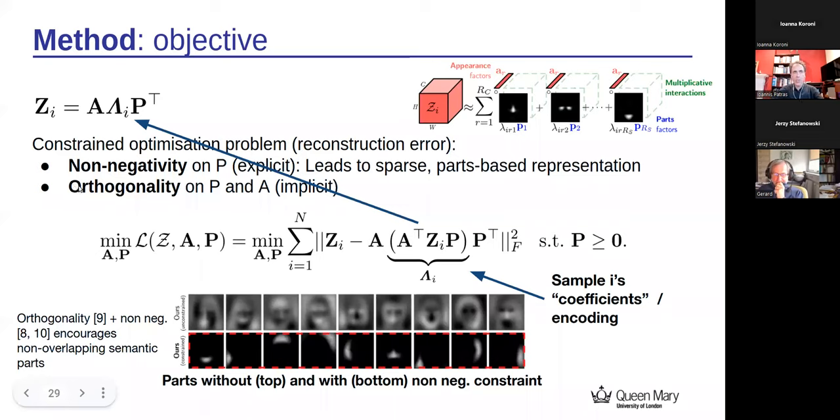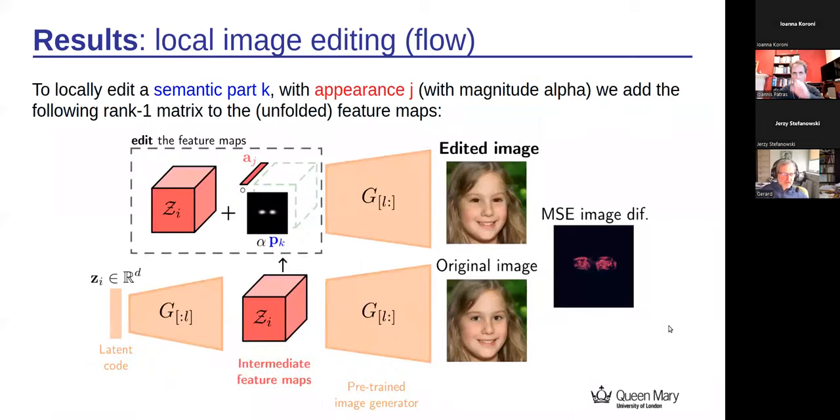And the other constraint is that we use orthogonality on the parts and the appearances. This is implicit. It comes from the reconstruction. I'm happy to take questions on that if you're interested later.